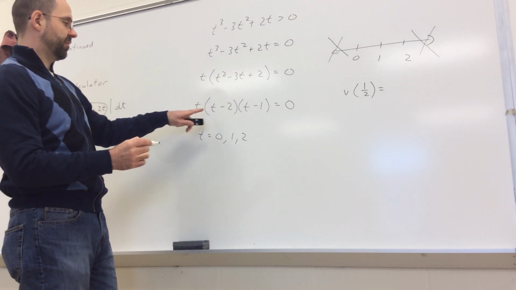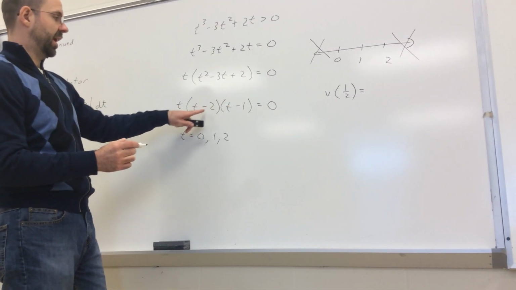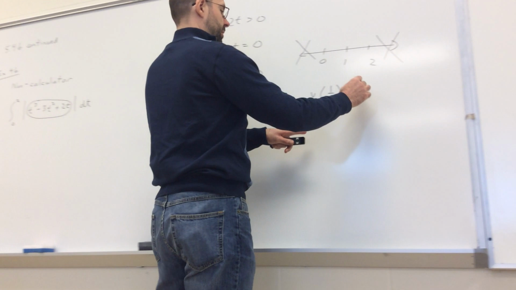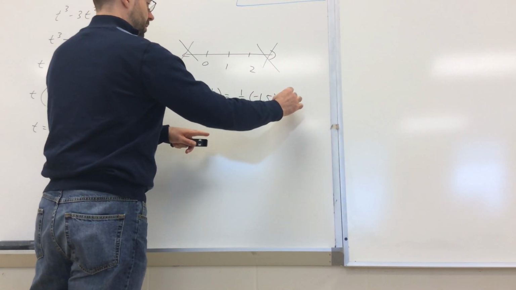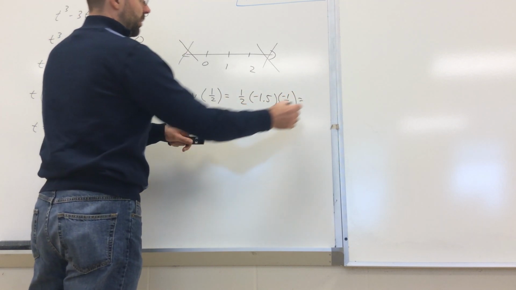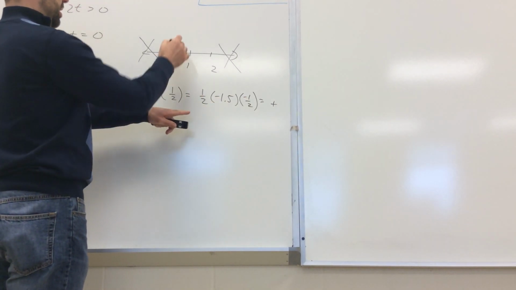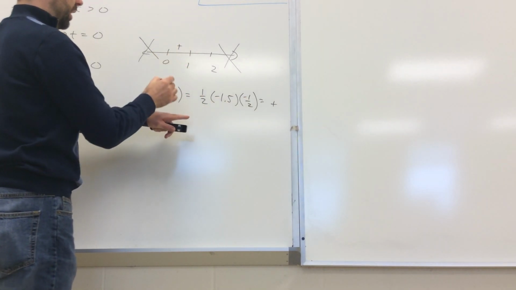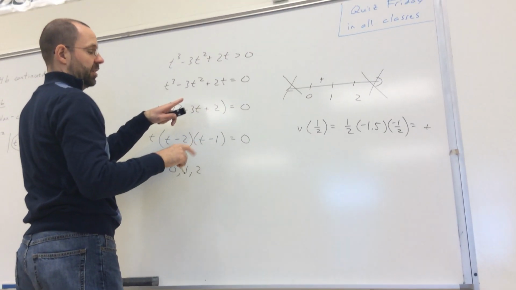So that would be 1/2 times negative 1/2, times negative 1.5 times negative 1/2. And I'm not exactly sure what that number is, but I'm sure that it's a positive number because I have a negative times a negative times a positive. So that tells me that in between 0 and 1, this inequality is going to be true. The velocity is going to be positive.